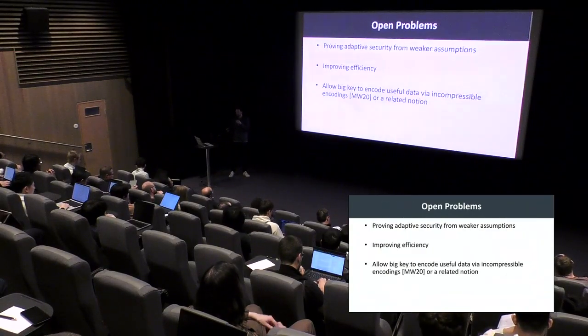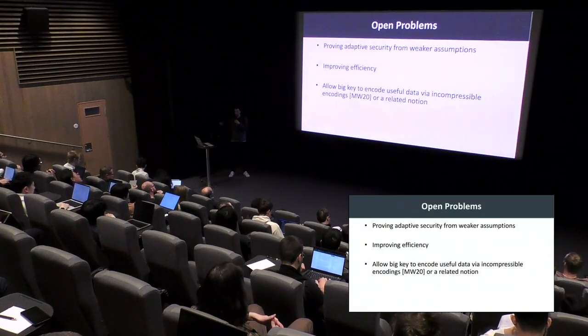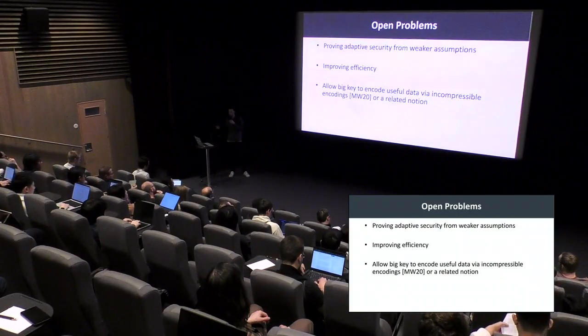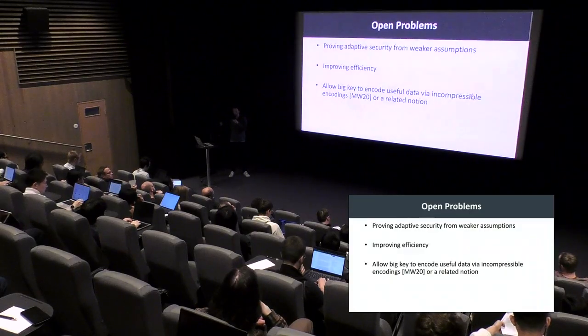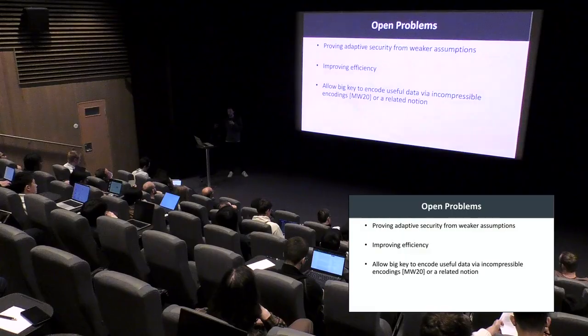And with that, I'll conclude with some open problems. One thing that would be nice is to prove adaptive security from weaker assumptions like pairings or LWE. Additionally, improving efficiency, along the same lines. And lastly, it'd also be cool to allow the big key to encode useful information, maybe via an incompressible encoding or something similar, so that it's not just taking up all the space as a bunch of random bits.